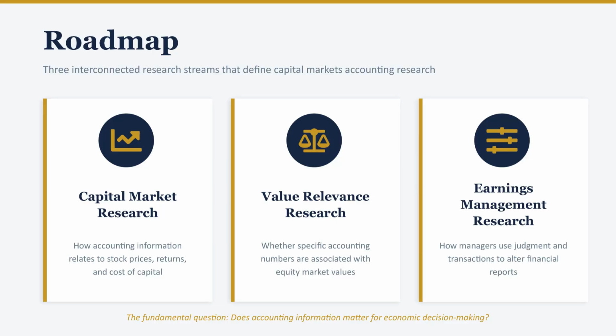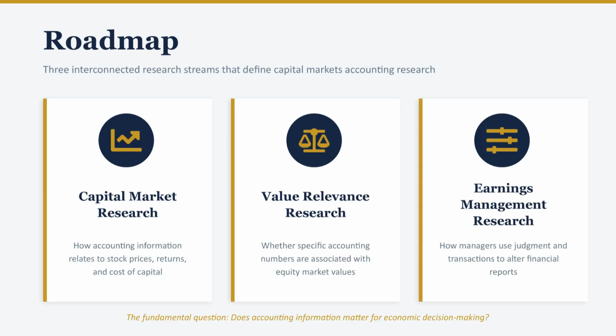Capital markets research in accounting examines how accounting information is produced, disseminated, and used by participants in capital markets. Over the past 5 decades, this literature has evolved into several distinct but interrelated streams. This handout provides an overview of 3 foundational pillars.